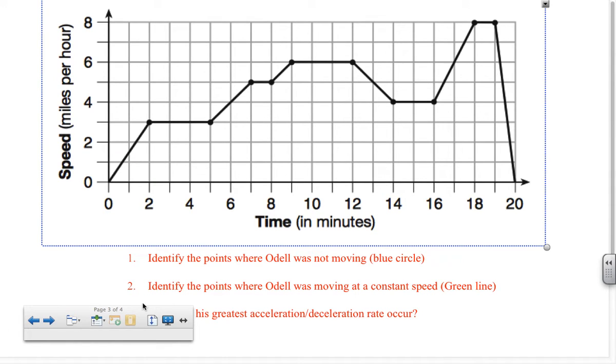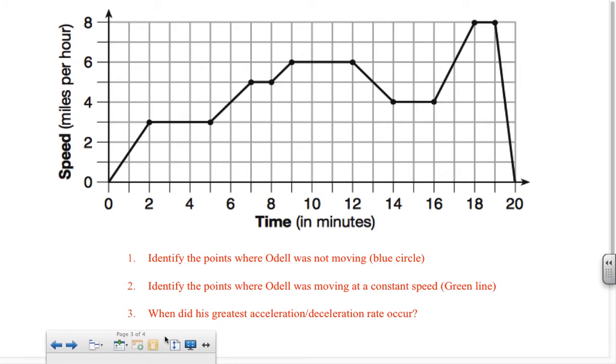Okay. A different graph might involve the label of speed on the y-axis. This is going to be a little bit different. So again, we're going to take a look at some practice questions just to help. We're going to first identify where was Odell not moving? Where was he not moving?